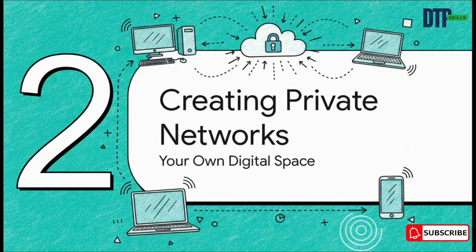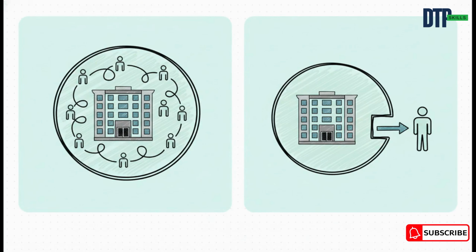Let's build on those basics and talk about creating our own private network. This brings us to two really important concepts, the intranet and the extranet. Just think of an intranet as a company's own private internal internet. It's for employees only. An extranet is pretty similar, but it's like opening a special secure door for a few specific outsiders, like your suppliers or your customers, so they can get access to certain parts of your network.